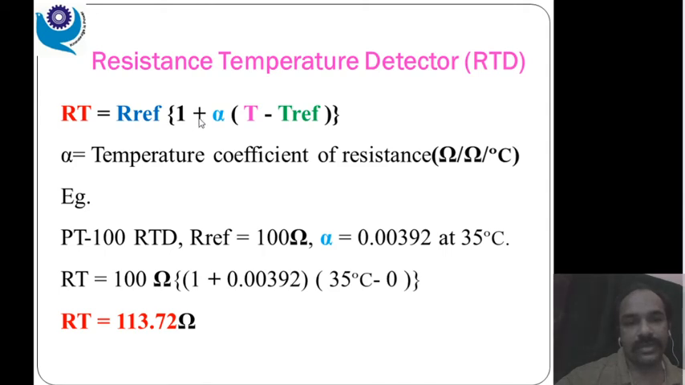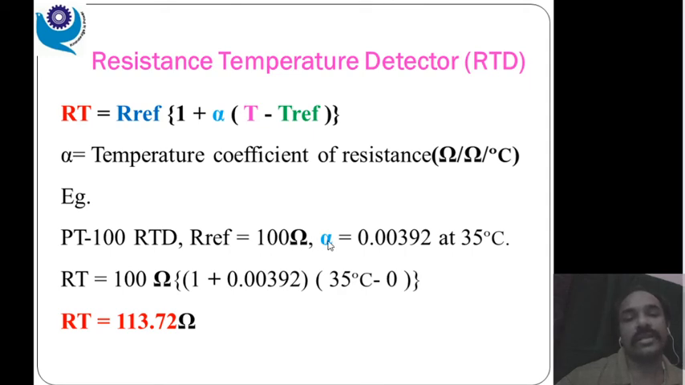Similarly, 1 plus alpha is the temperature coefficient, T minus T reference. T is the ambient temperature, room temperature, surrounding temperature, and T reference is the basic reference, that is, you can say 0 degree centigrade, right? Similarly, if we take the example PT100, that is RTD, and reference resistance 100 ohms, these all we can get from the data sheet, right?